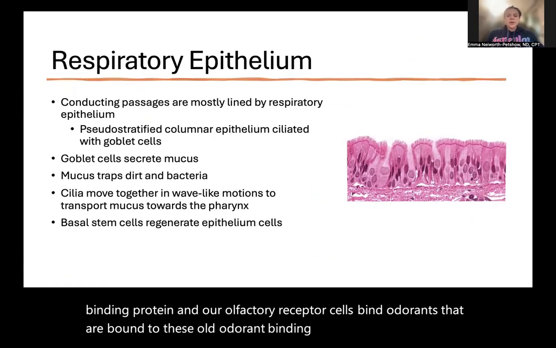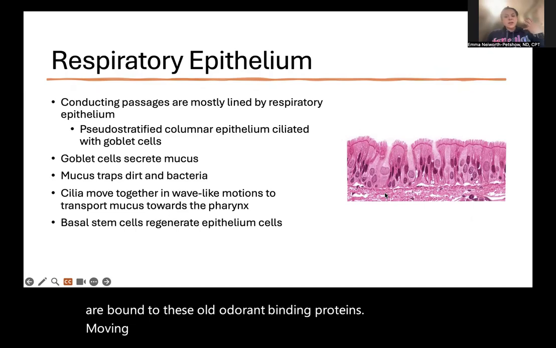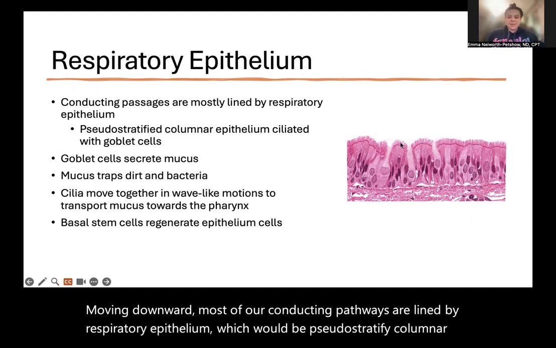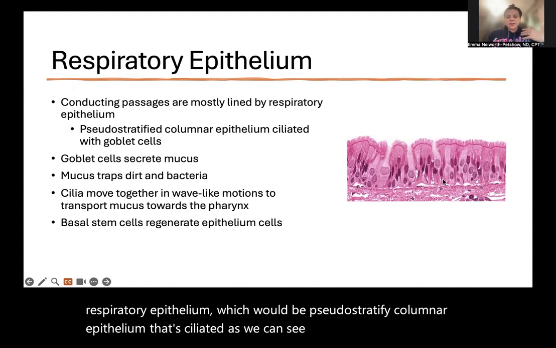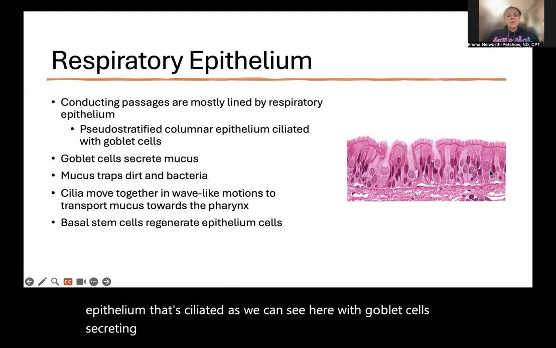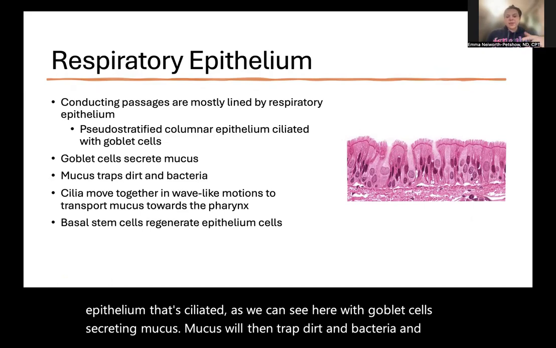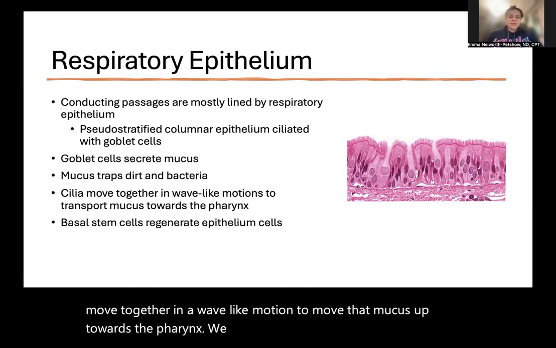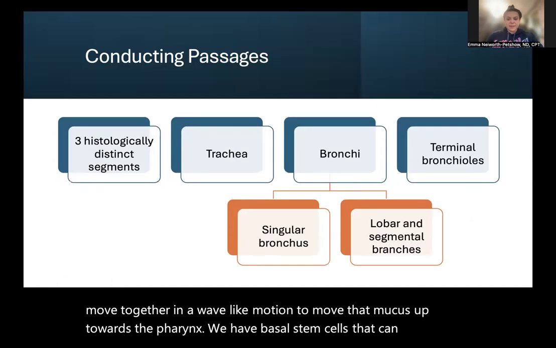proteins. Moving downward, most of our conducting pathways are lined by respiratory epithelium, which would be pseudostratified columnar epithelium that's ciliated, as we can see here, with goblet cells secreting mucus. Mucus will then trap dirt and bacteria, and cilia will move together in a wave-like motion to move that mucus up towards the pharynx. We have basal stem cells that can regenerate this epithelium.